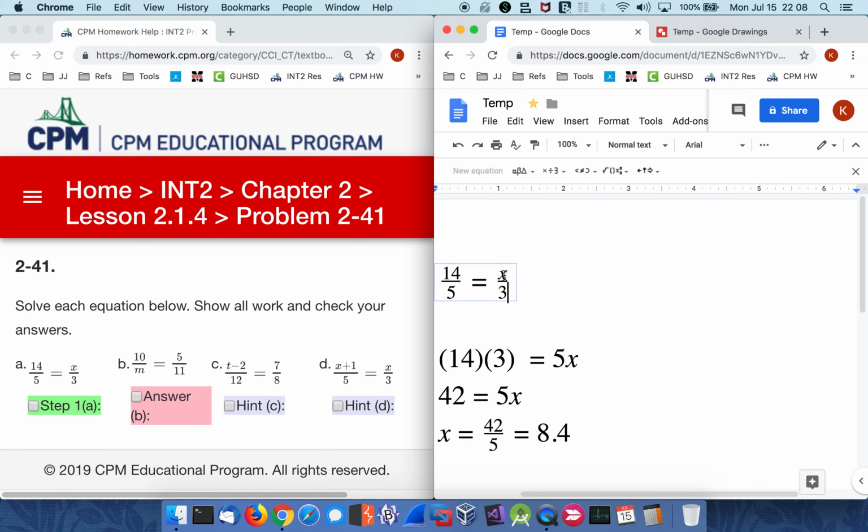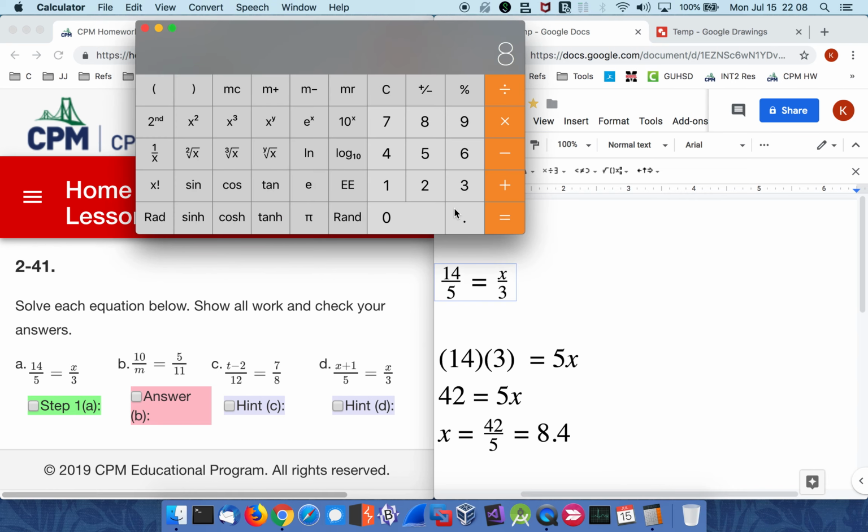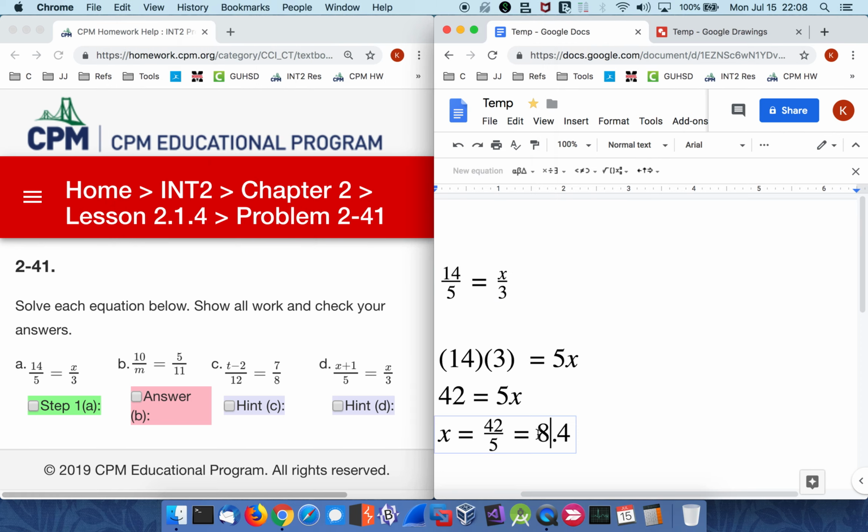Okay. Well, we can just plug that back in and see what we get. So let's see. What is 8.4 divided by 3? Is 2.8. Alright, and let's try 14 divided by 5 equals 2.8. Looks like the right answer. Alright, so we could go with 8.4 or we could go with 42 fifths, whichever one we like.